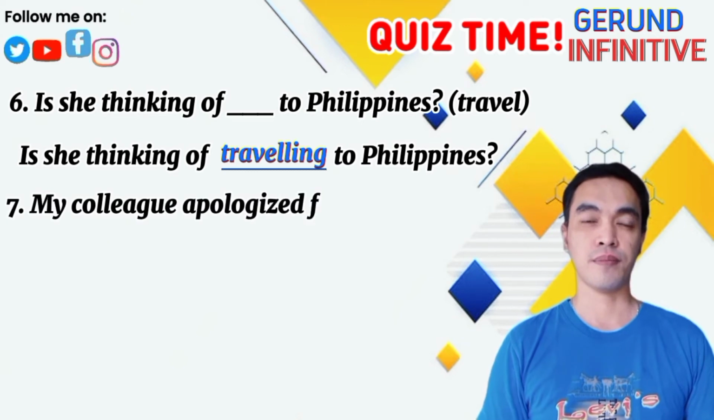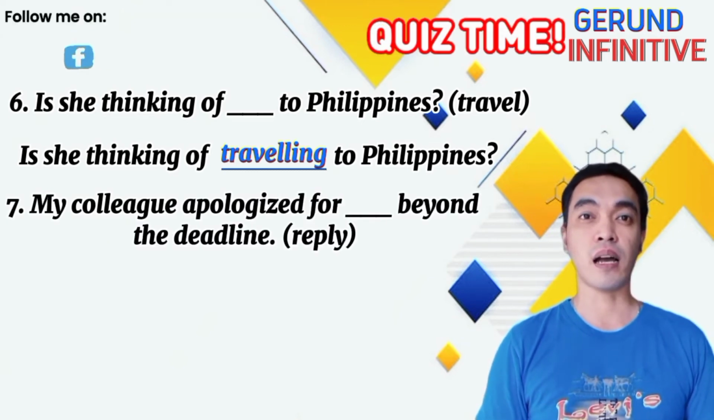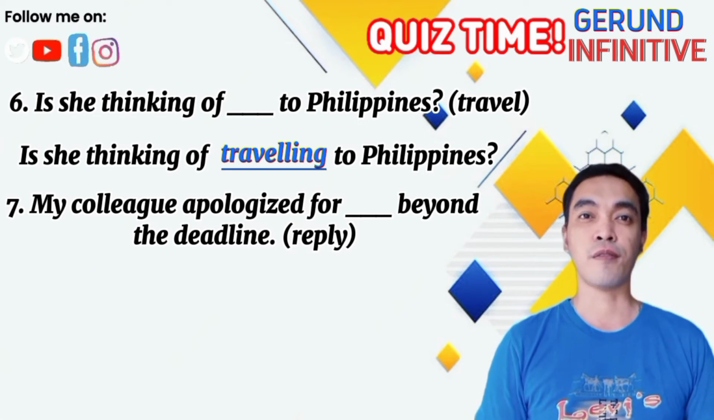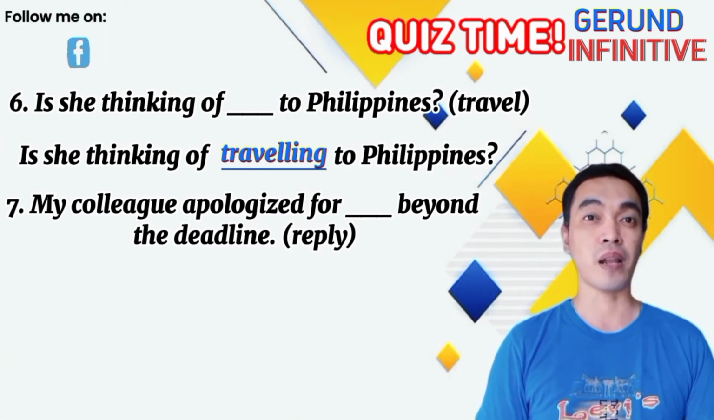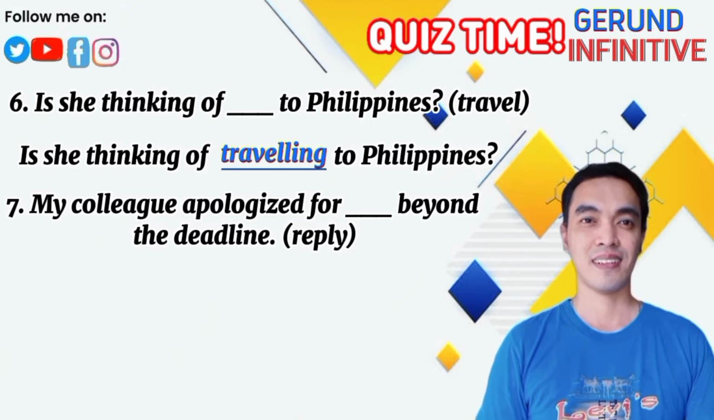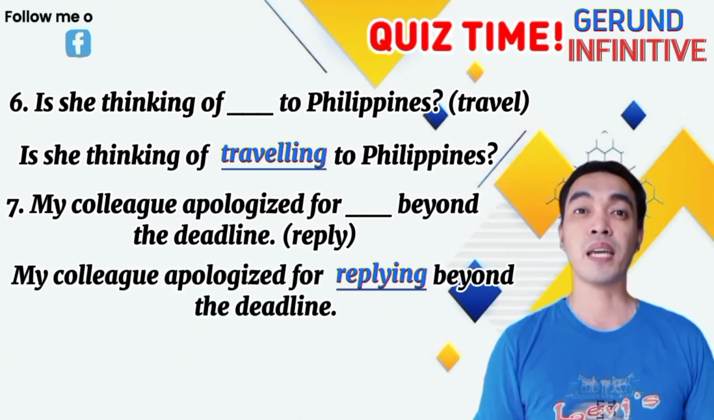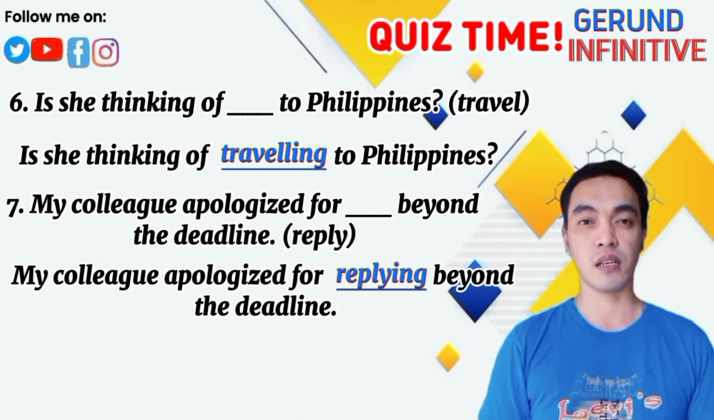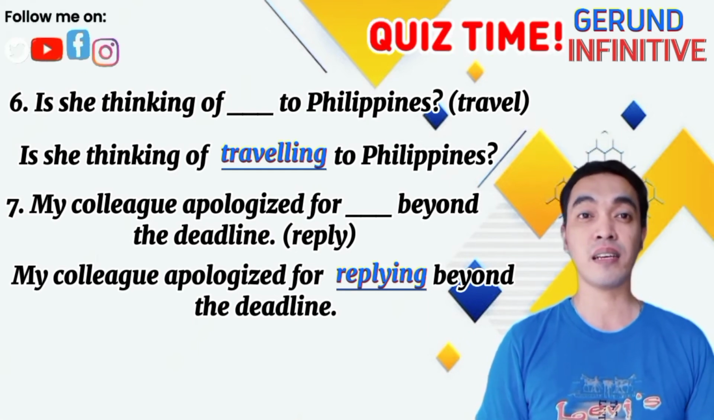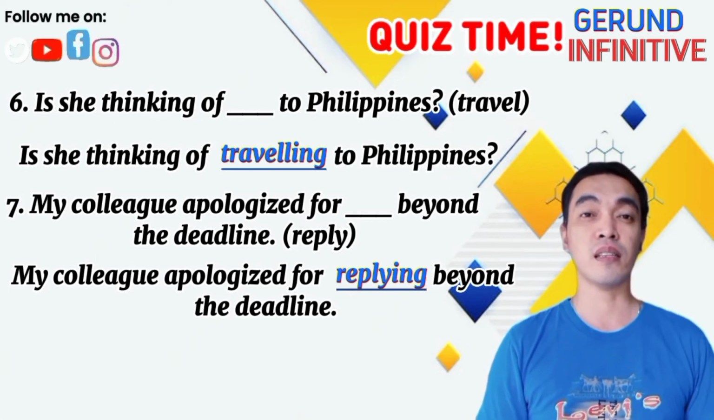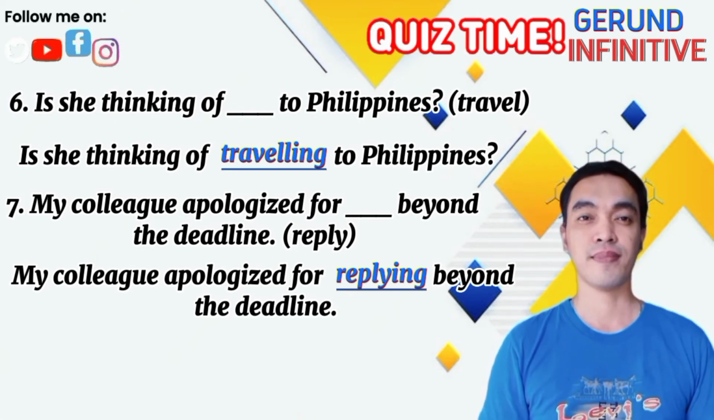Number 7. My colleague apologized for beyond the deadline. And the verb we're going to use is reply. The solution is: my colleague apologized for replying beyond the deadline. To apologize for doing something, this takes a gerund.